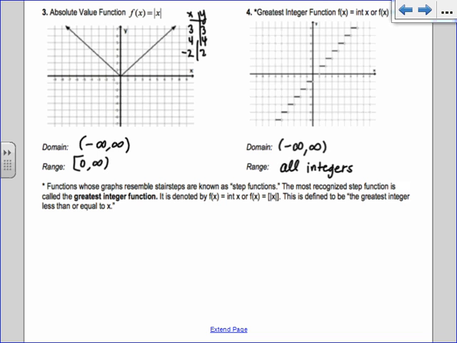Does anybody remember the fancy way that we can write all integers? Yeah, Julia? Close. That's rational numbers. Q is rational. It's a Z. I know. It's a Z with an extra stem.